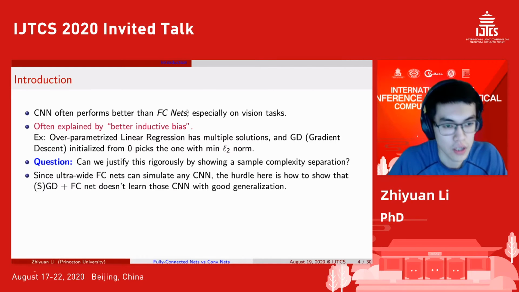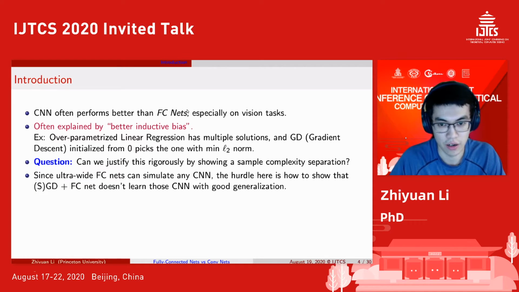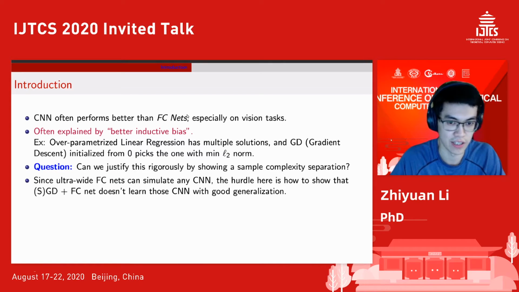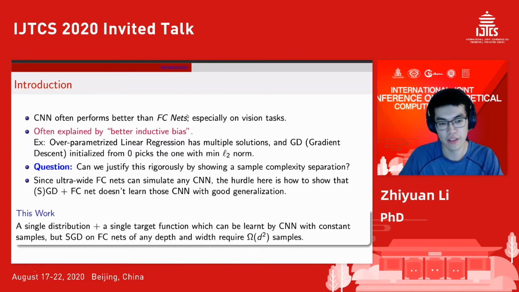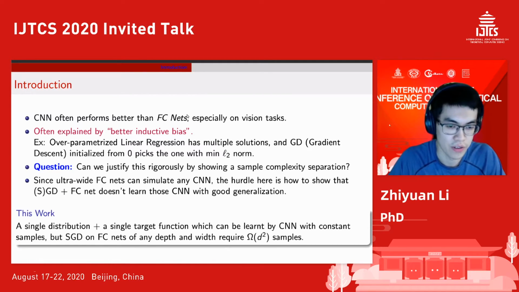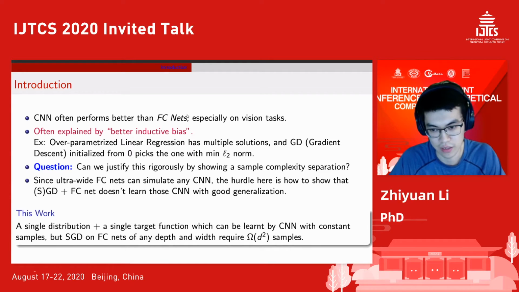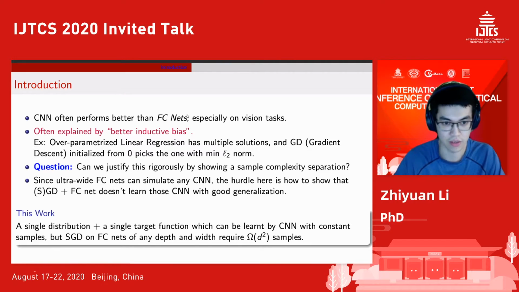The hurdle here is that since ultra-wide fully connected neural networks can always simulate any CNN, it is not clear how to show that SGD plus fully connected nets doesn't learn these CNNs with good generalization. In this work, we will give a single distribution and a single target function, which can be learned by CNN with constant samples, but stochastic gradient descent on fully connected nets of any depth and any width requires at least d-squared samples to learn it. This answers the above question.